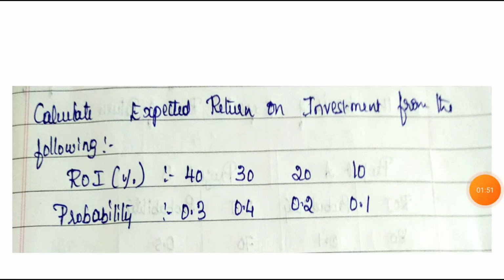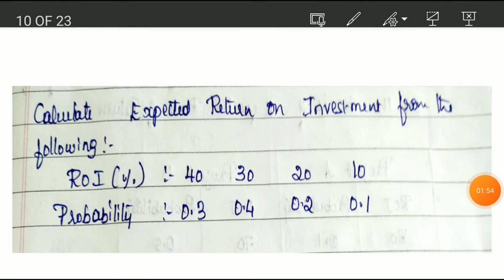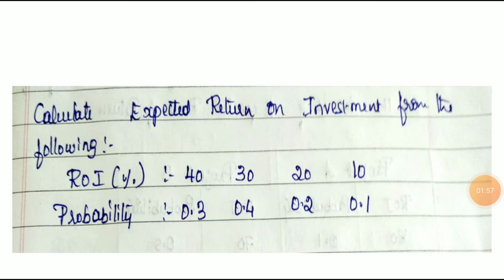So let's go for solving the first problem. Calculate expected return on investment from the following. The information given is ROI 40, 30, 20, 10 and probability 0.3, 0.4, 0.2 and 0.1. We need to calculate the expected rate of return, so we just need to multiply the information given. P is probability, R is X, so P into X, and we'll get the expected rate of return. So let's go for this problem.